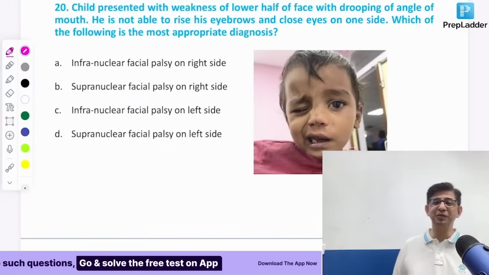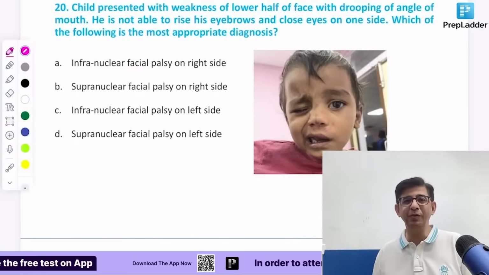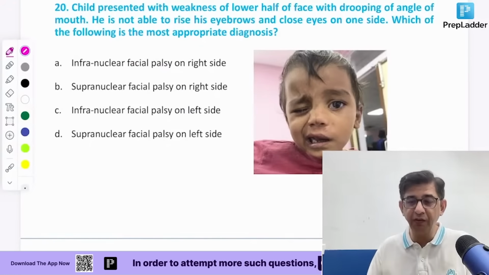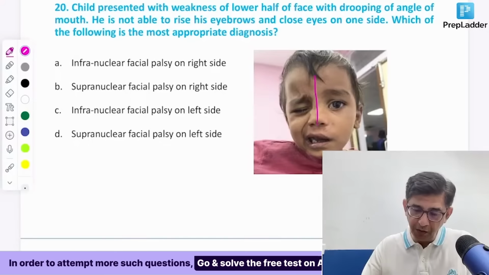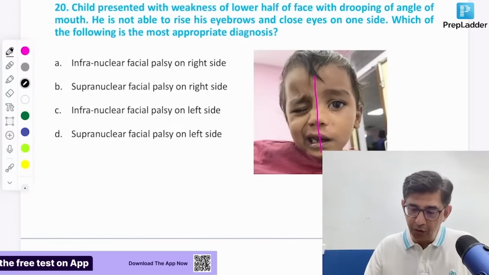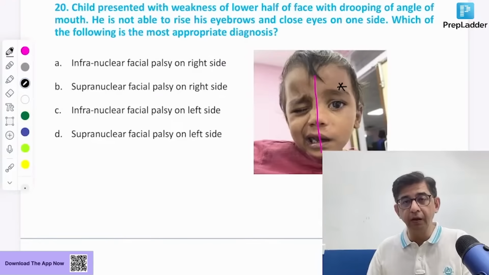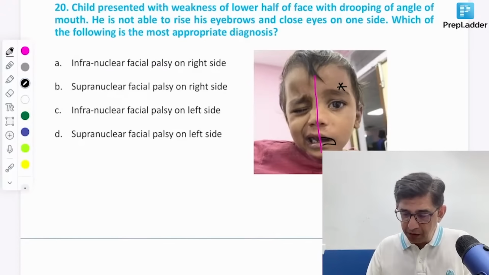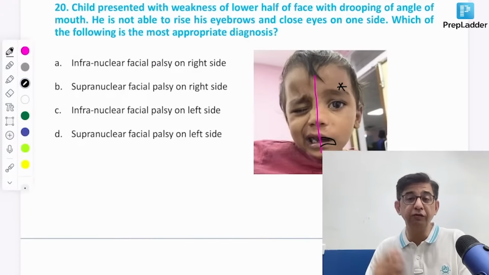ये भी बड़ा क्वेश्चन, इस बच्चे का फोटोग्राफ बड़ा फेमस हुआ था। Child presents with lower half of the face paralysis with drooping of one corner of the face. You can notice that on this particular side he cannot close his eyes. There is drooping of face on this particular side and there is loss of vertical lines.